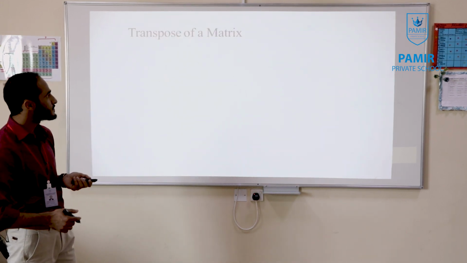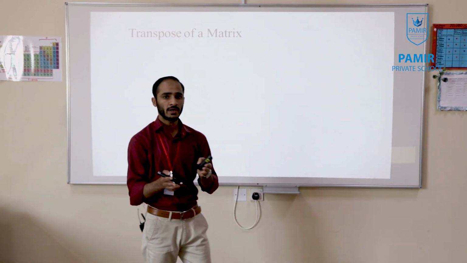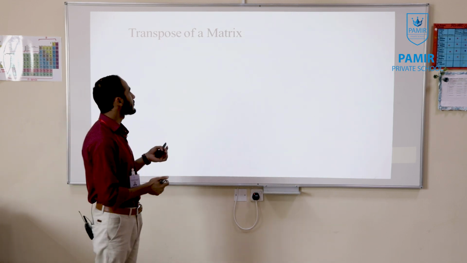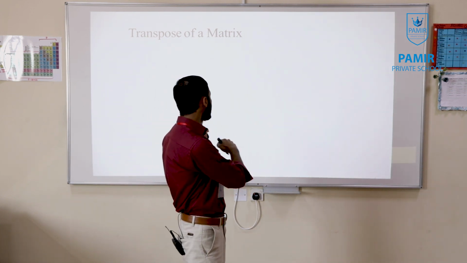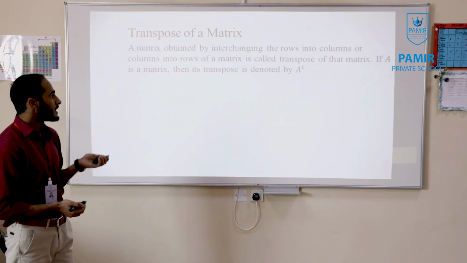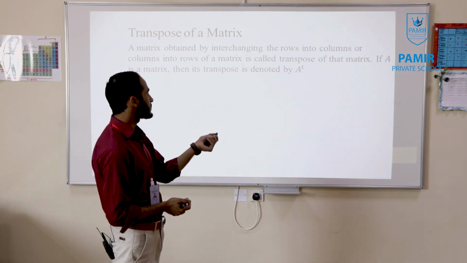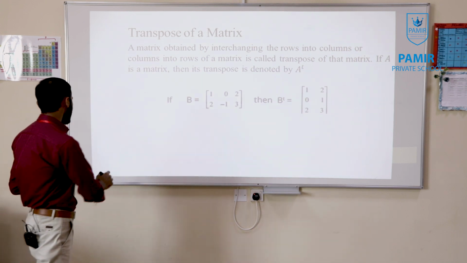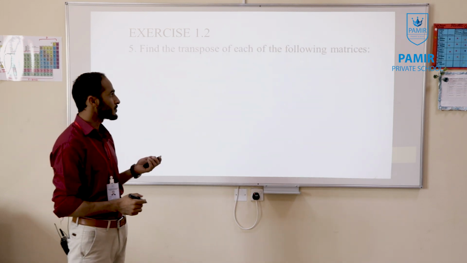Now we have the transpose of a matrix. Here we have to decide how we can find the transpose of a matrix. For the transpose, we interchange the rows and the columns, and we denote it as A raised to the power T, as given here. Now the examples, for example here we have the matrix B.